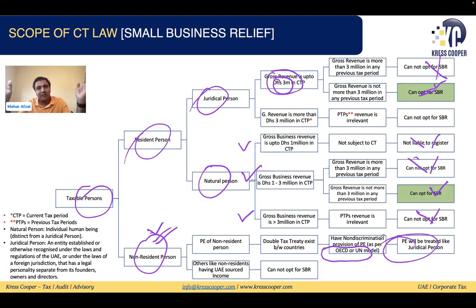A natural person having a taxable income between 1 million and a maximum of 3 million in the current tax period and in any previous tax periods can opt for the small business relief as well.